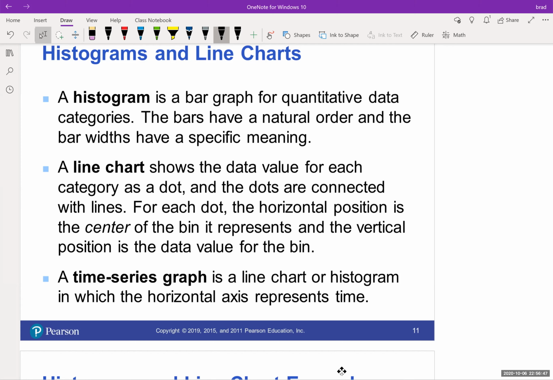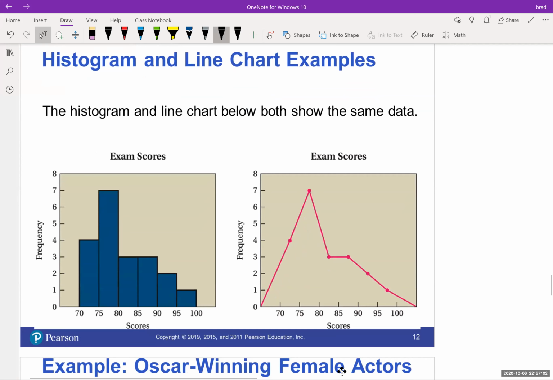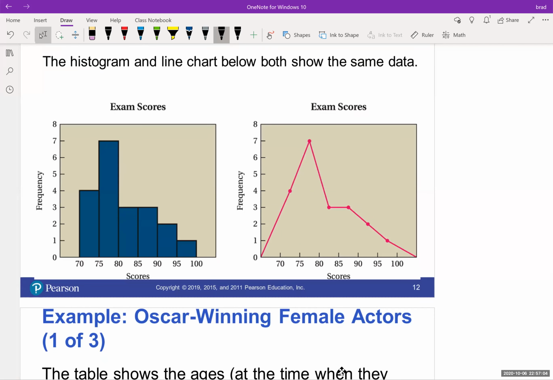Okay, so a histogram is a bar graph for quantitative data categories. The bars have a natural order and the bar widths have a specific meaning, and the bar widths are the same. They're always the same width. Okay, line chart, you guys can kind of see that. A time series graph is a line chart or a histogram in which the horizontal axis represents time. Pretty straightforward. So these are some examples of a histogram and a line chart.